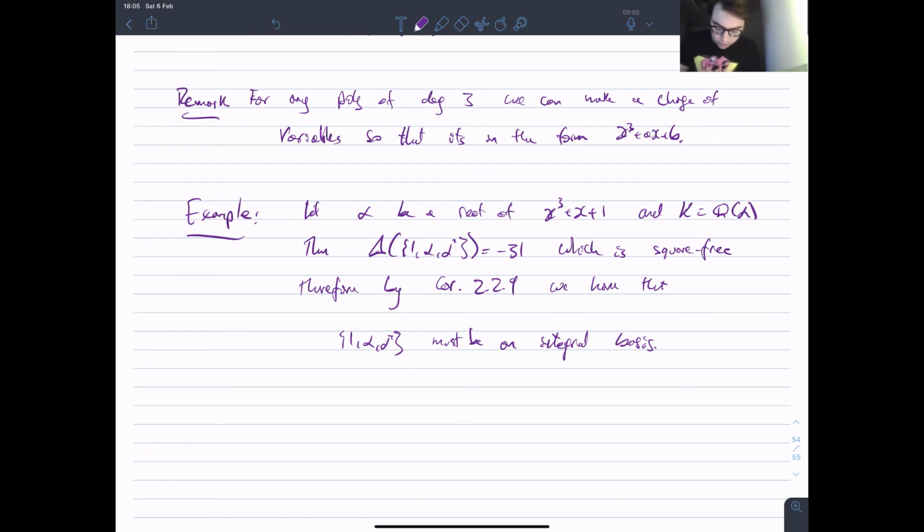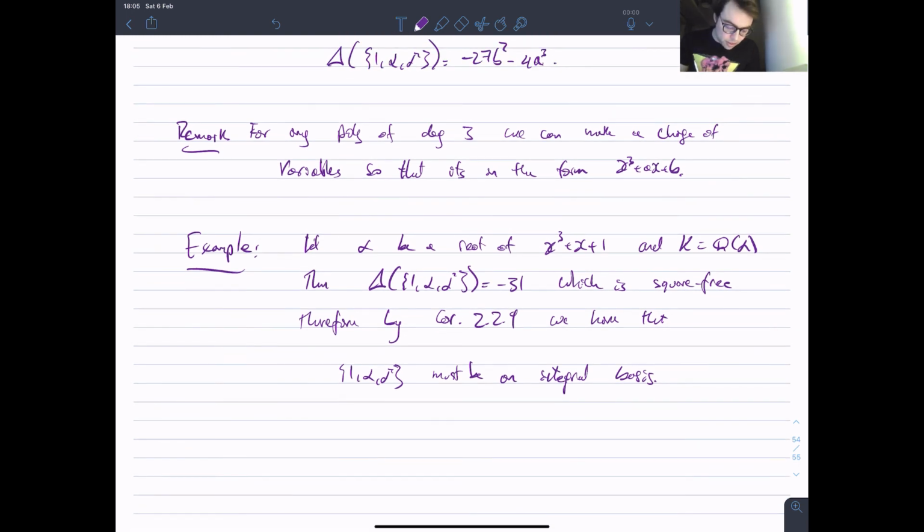As an exercise, go ahead and try to do this for quadratics, and you'll be able to get a formula for quadratics. Okay, so this ends the section on discriminants. Next, we'll look at cyclotomic fields, which will be some special examples of number fields, which we'll care about more in the future. And then we'll move on to something else. So I'll stop here for now.